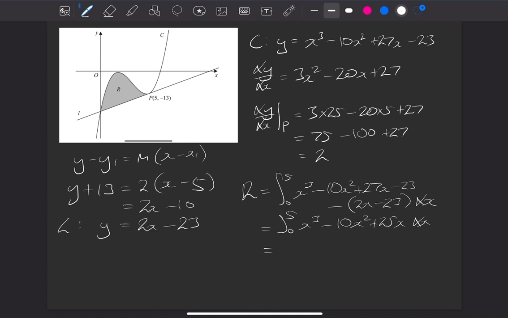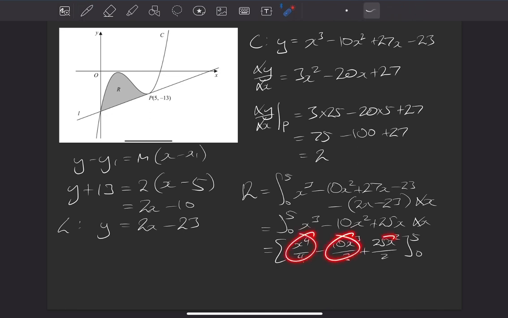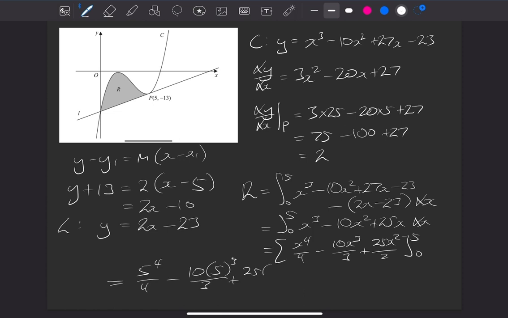And now, performing the integral, we'll have x to the 4 on 4, take away 10x cubed on 3, plus 25x squared on 2. And we need to evaluate that between, again, 0 and 5. So the 0 will just give us 0 when we plug everything in. So it's all about the 5 then. I'll do this on the left-hand side a bit. We'll have 5 to the power 4 divided by 4, take away 10 multiplied by 5 cubed divided by 3, plus 25 times 5 squared divided by 2.